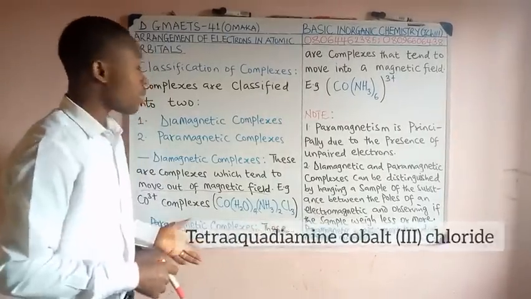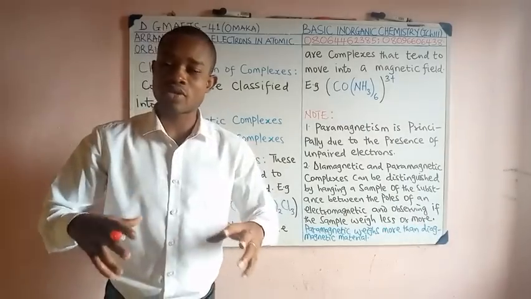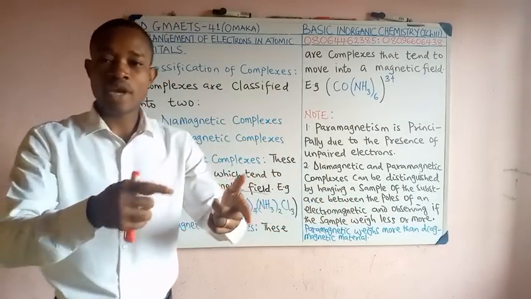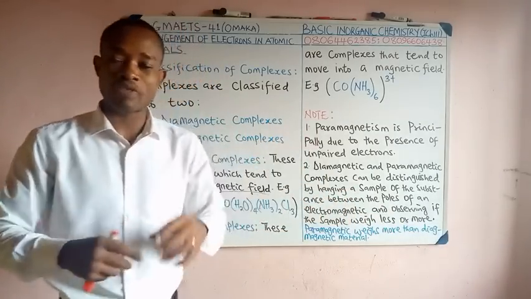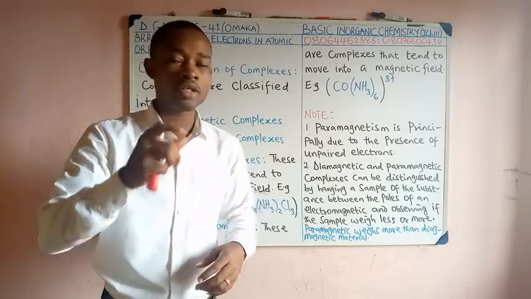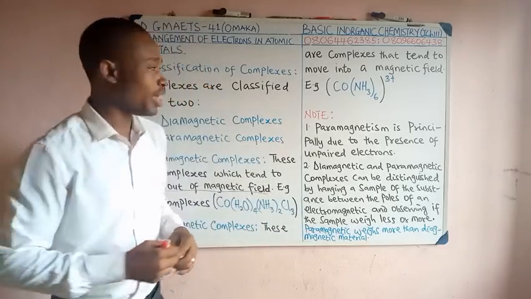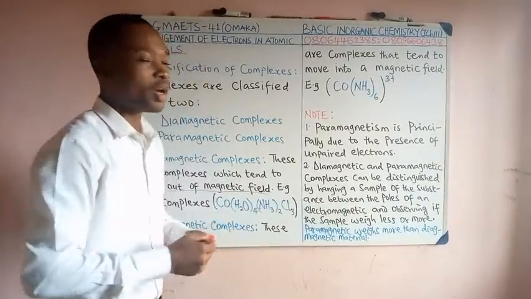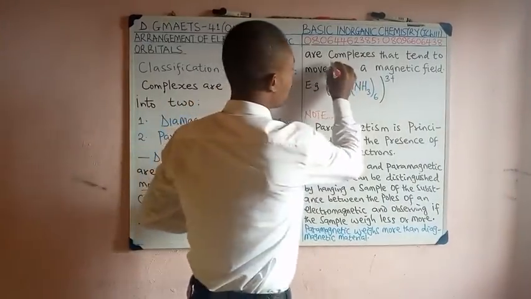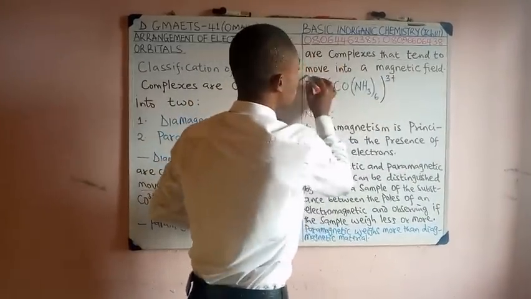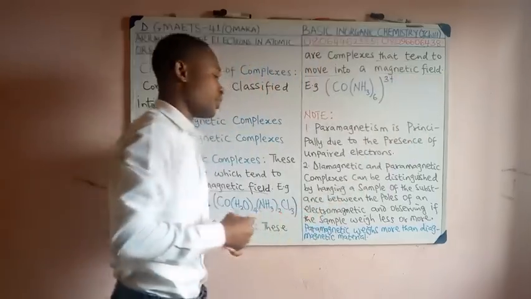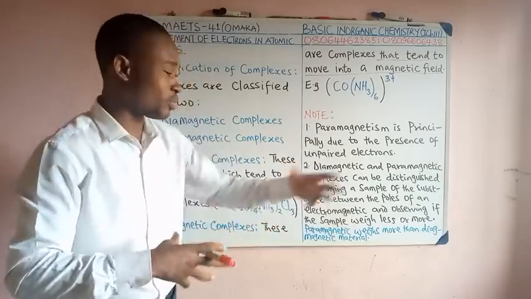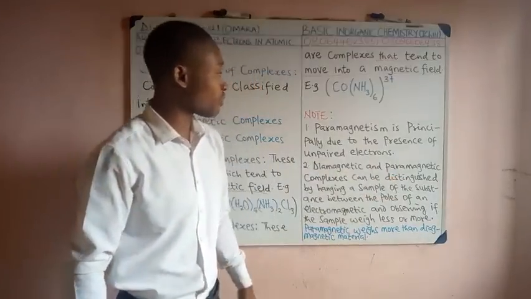Now let us look at paramagnetic complexes. For these complexes, they tend to move into a magnetic field. And when you place them between the poles of an electromagnet and you put on the electromagnetic field, the weight of paramagnetic complexes will increase. Okay, it becomes more. So take note of this, that they tend to move into the magnetic field. And talking about their weight, they weigh more. The weight increases when placed between the poles of an electromagnet.